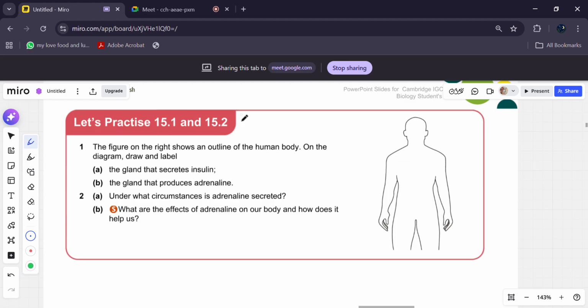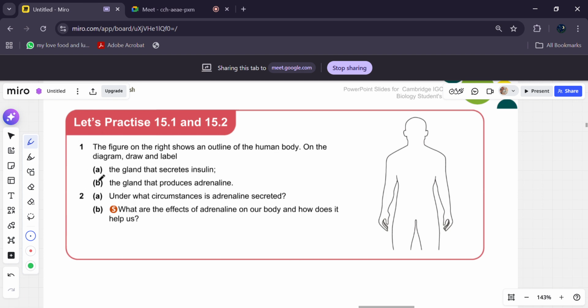So here are a few questions that we've just talked about. The figure on the right shows an outline of the human body. On the diagram, draw and label the gland that secretes insulin and the gland that produces adrenaline. And 2, question A, under what circumstances is adrenaline secreted? What are the effects of adrenaline on our body? And how does it help us? Well, you can pause this video and try to answer these questions by yourself, and then I can explain the answers. But first, try it, because it will help you memorize it more.